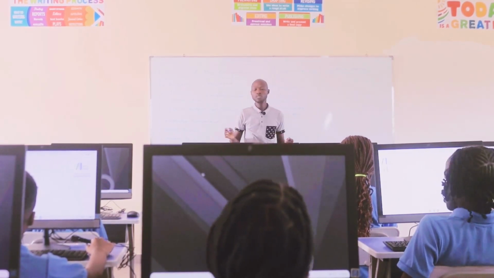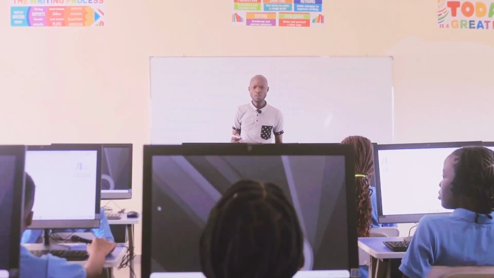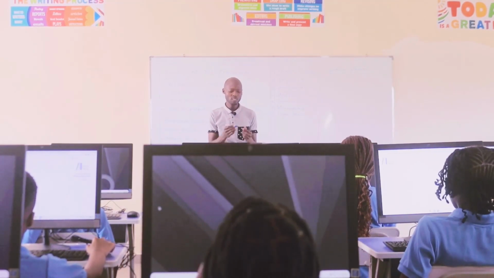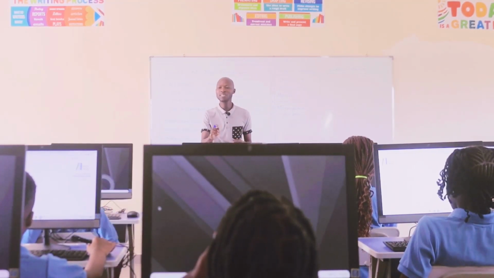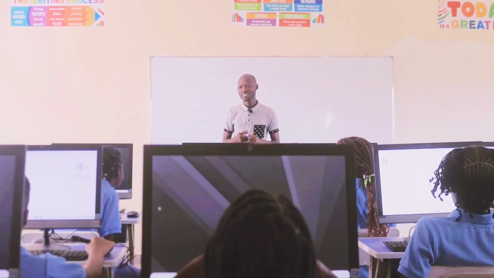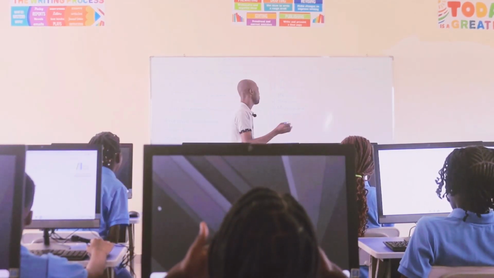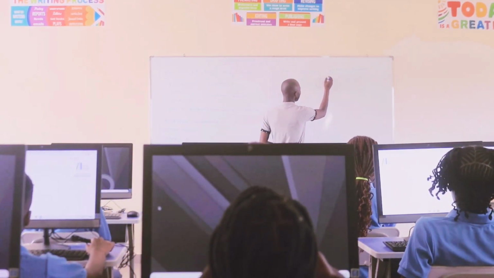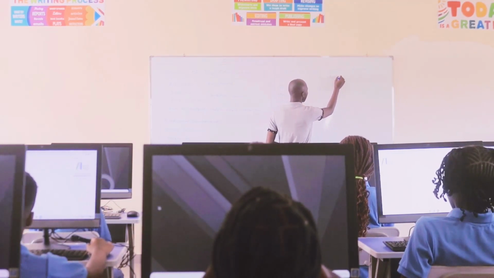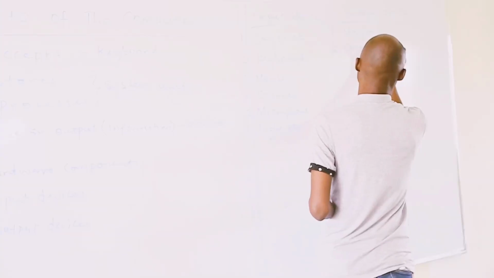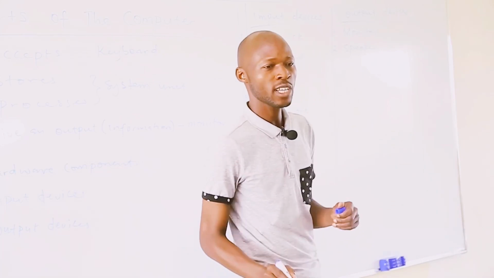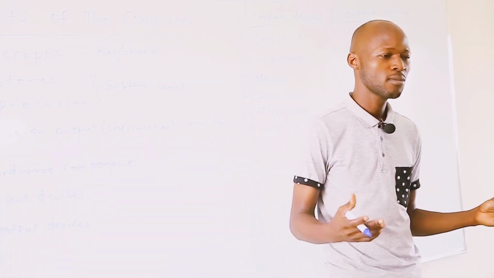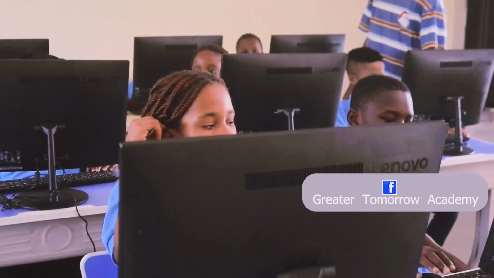Like we did for input devices, can we make a list of some common output devices, starting from the very basic ones? The monitor, very good. We have number 1, the monitor. When you play music from your computer, where do you get the sound from? It must come from a speaker. Very good.